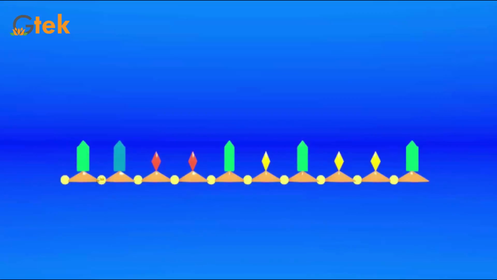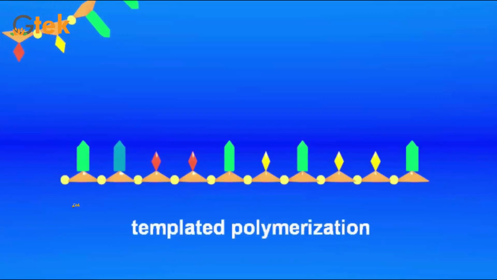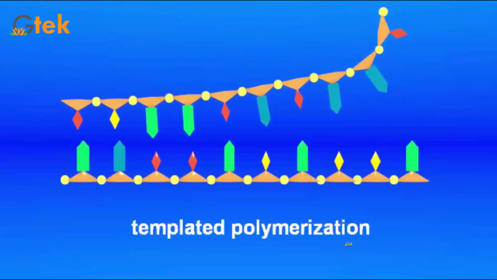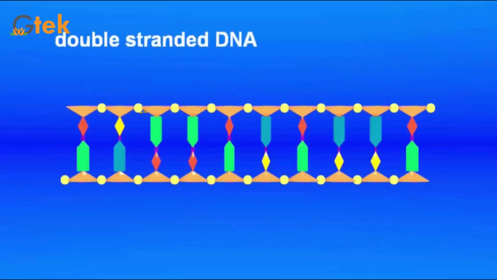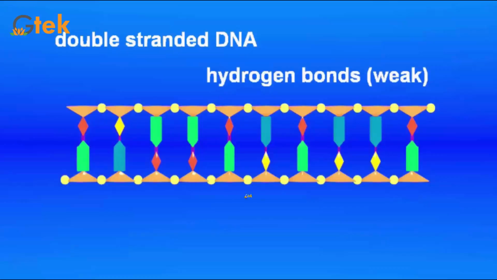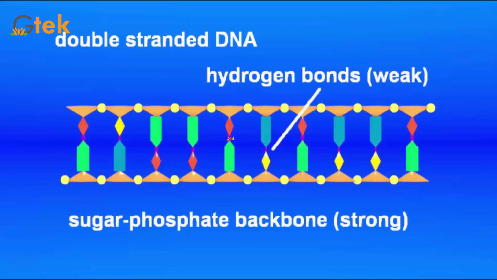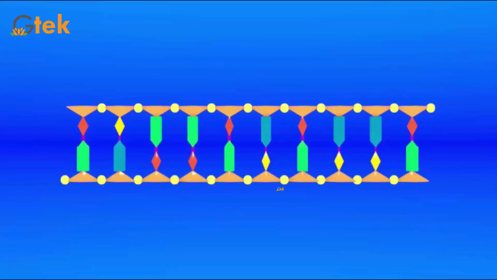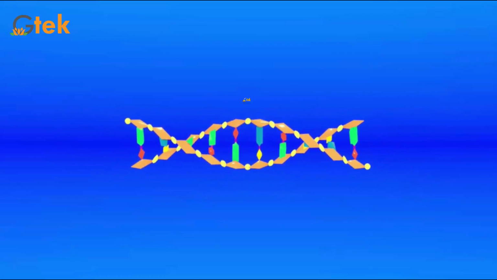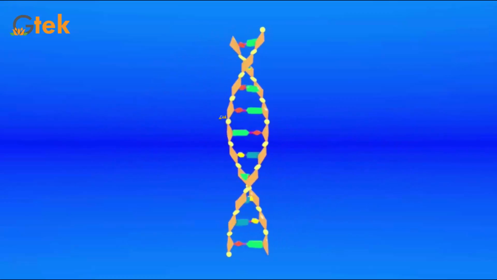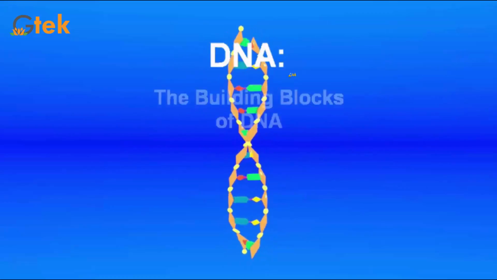You can see the formation of a DNA by templated polymerization, and this layer is also formed by templated polymerization. So this is called the double-stranded DNA. Here you can see the hydrogen bonds, that are weak. The sugar phosphate bond is here, that is so strong. You can see here. In general, the DNA is like this. This is nothing but the building blocks of DNA.